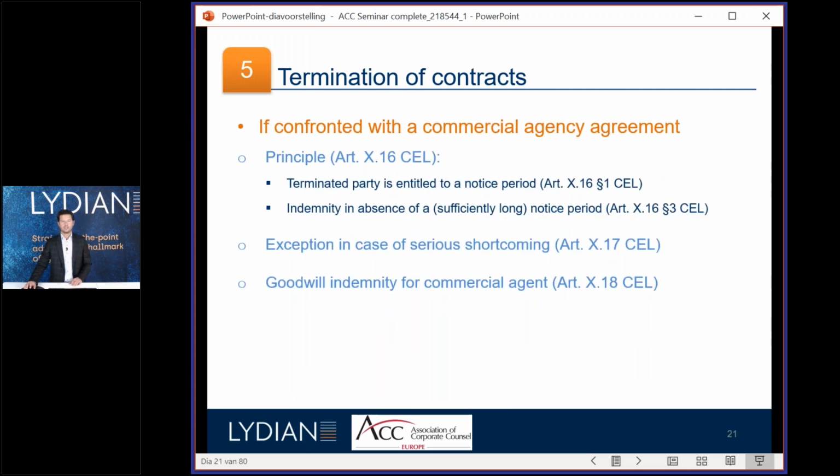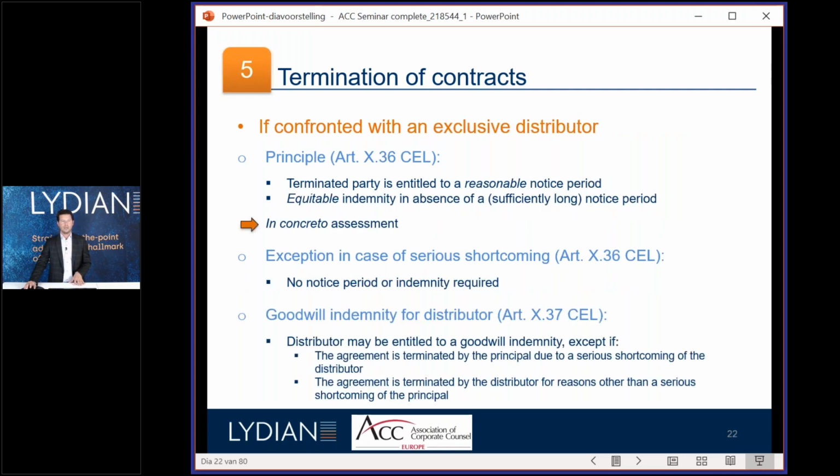I've also inserted the consequence of the commercial agency agreement. There, I think maybe a little bit quicker, take into account that there's always a notice period of at least, that can go up to 6 months, that you have to award, and there can be a goodwill indemnity for the commercial agent based on mandatory law, and that's for the clientele that he has acquired, and that may be of use afterwards also for the principal.